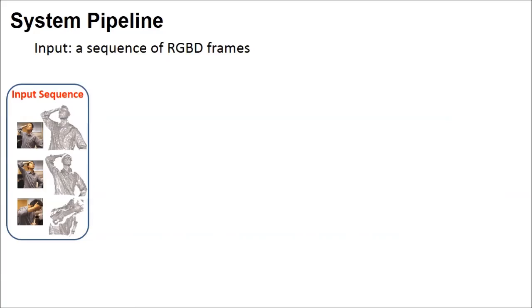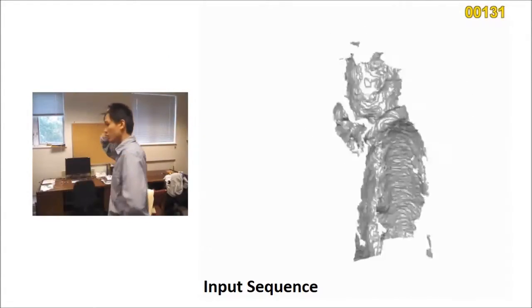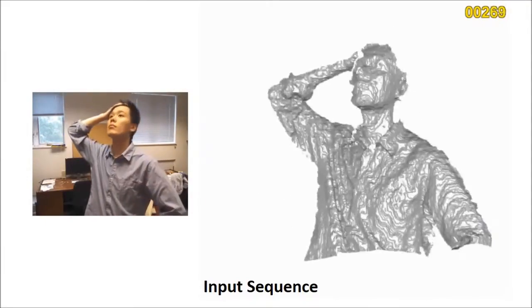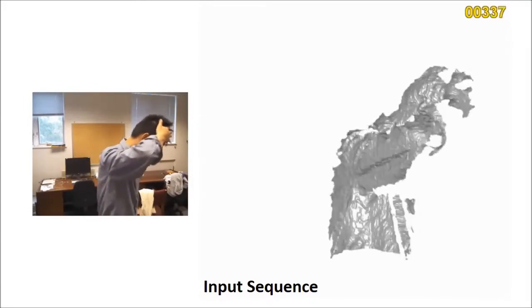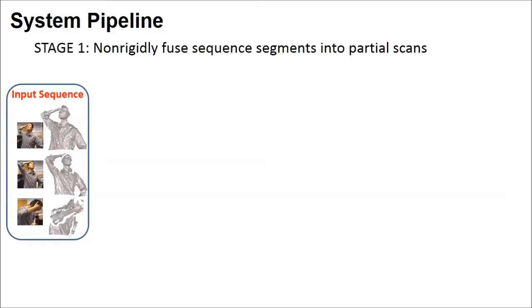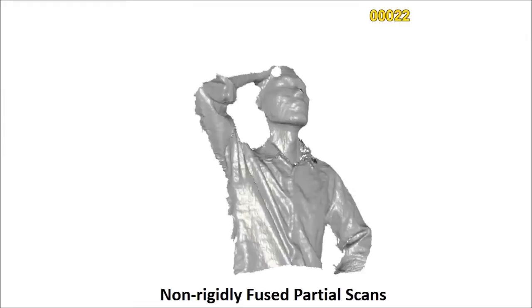Our system starts with a sequence of color and depth. Note the dramatic deformations in this sequence. In the first stage of our system, we fuse short subsegments of the input sequence into a set of partial scans. In contrast to naively fusing the entire sequence, where drift will be a problem, these short segments can be fused reliably. In addition, each partial scan provides a compact summary of the data in the frame, dramatically reducing the computational complexity of later stages.